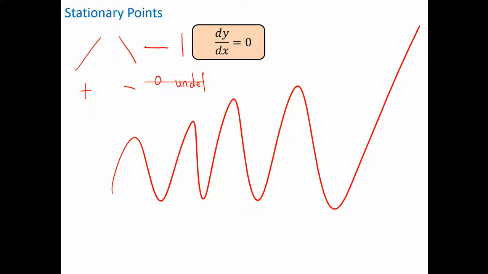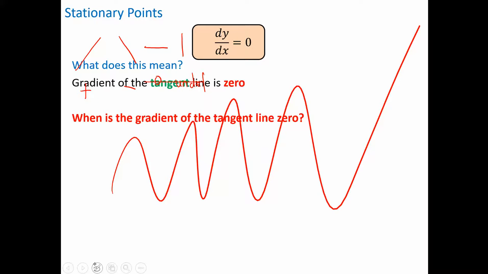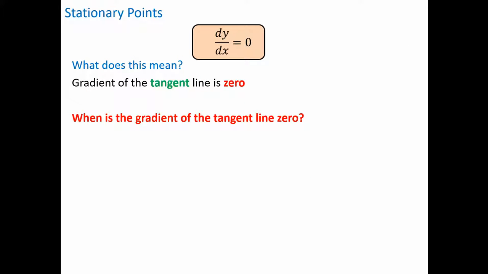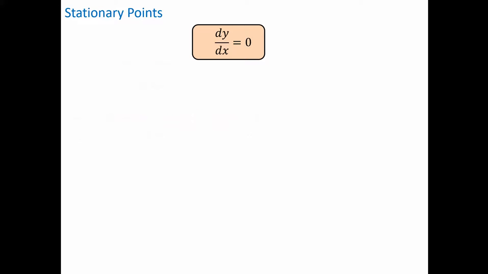Same thing over and over. It's just whether you can solve it afterwards, that goes back to your algebra and everything. The theory is just saying when you have a stationary point, it means you have a maximum or a minimum point, it's when the derivative equals zero. That's all it means. Okay? So, let's have a look at the types. What I wrote there is gradient of the tangent line is zero, that's when you have a stationary point. When is the gradient of the tangent zero? It's only at a maximum or minimum.